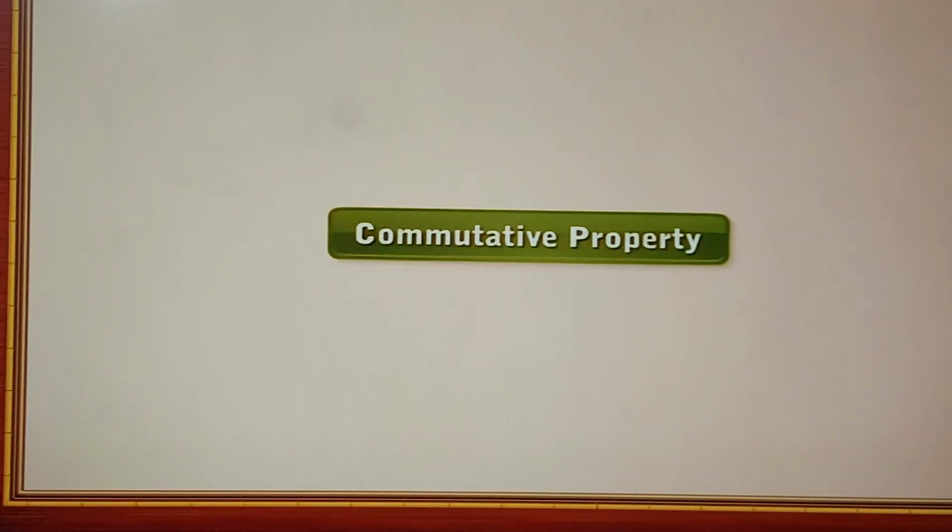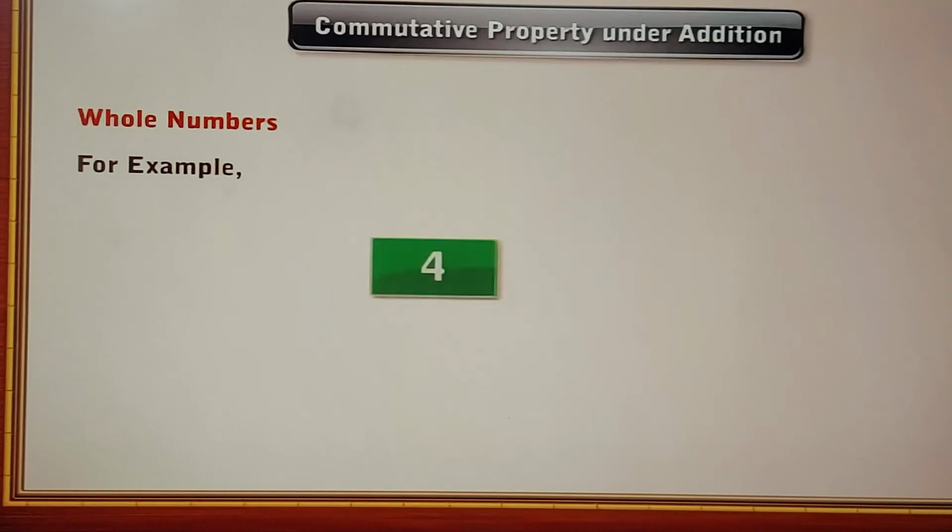Now we will see the commutative property. First, we see the commutative property under addition. We know that whole numbers can be added in any order. For example, let us take two numbers 4 and 8.